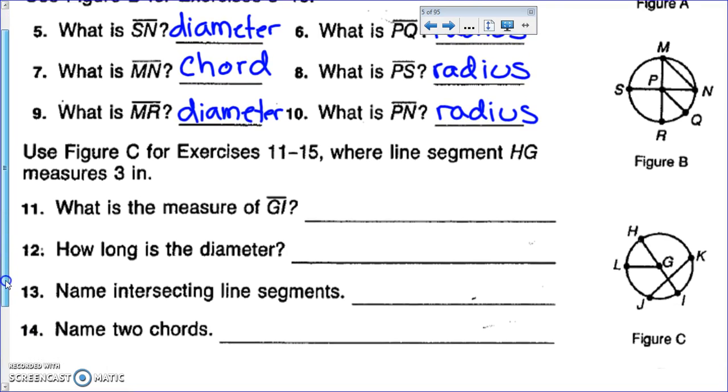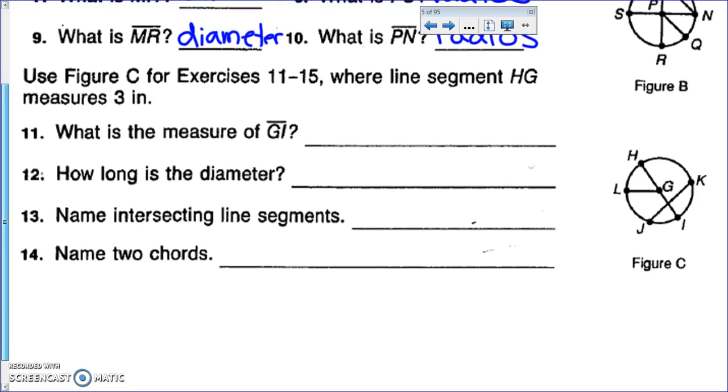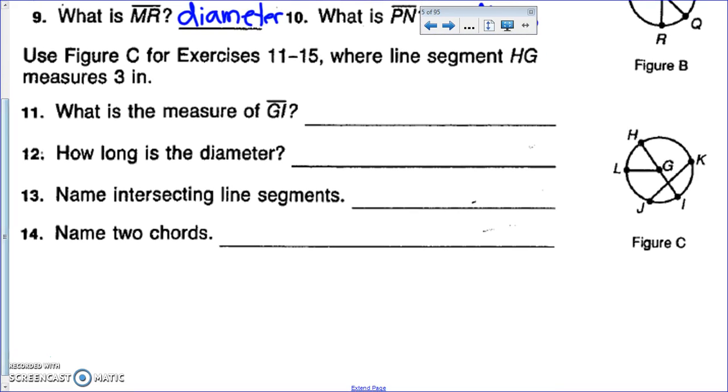Use figure C for exercises 11 to 15, where line segment HG measures 3 inches. So we're going to draw an arrow pointing at HG and label that 3 inches to remind ourselves. So we know HG is a radius. We know the radius is 3 inches. Now we need to find the measurement of GI. Well, G is in the exact center of the circle, so it's going to be the same distance from H to G as it is from G to I.